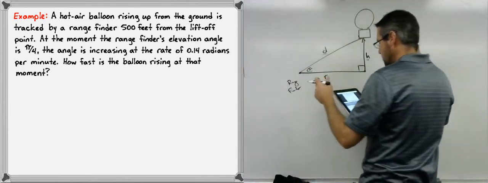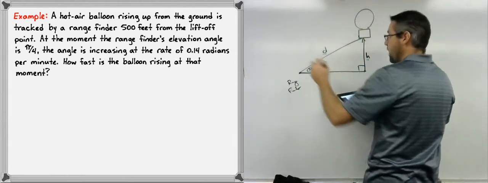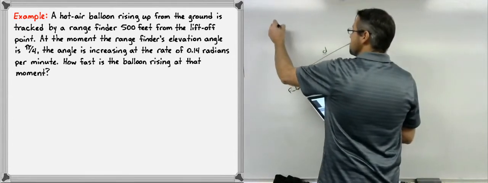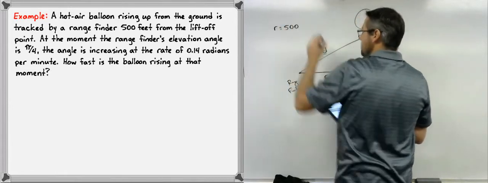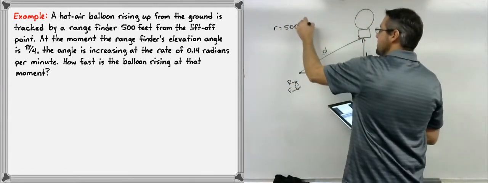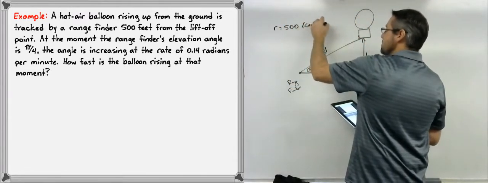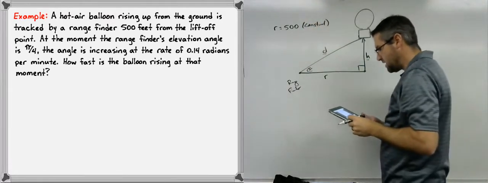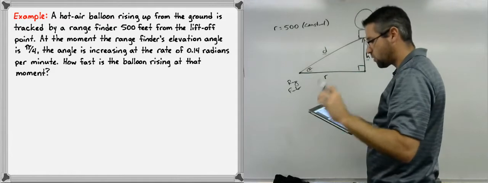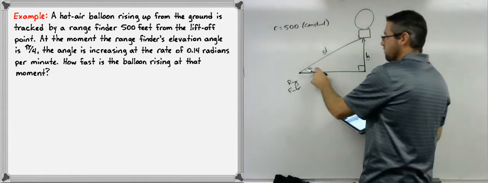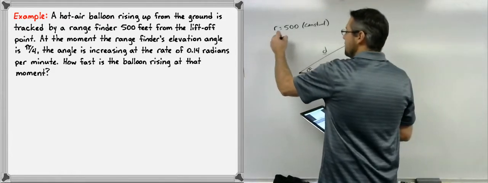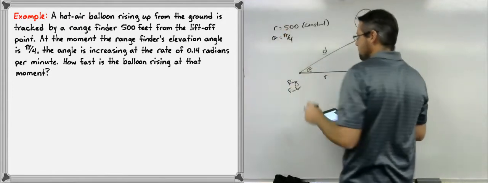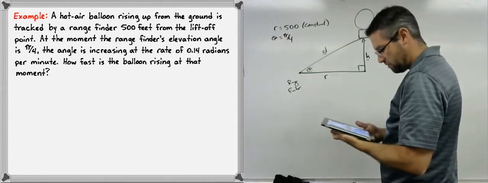Okay. The first thing is, it says that the rangefinder is 500 feet away. So R is 500. Okay. And remember, I said that that is a constant. That's constant. That's not changing. And then it says that at the moment, the rangefinder's elevation angle is pi over 4. So theta is pi over 4. And that's not constant. That's changing.